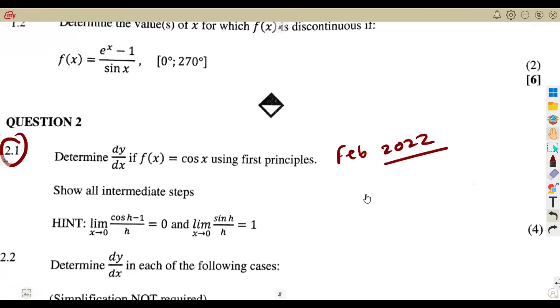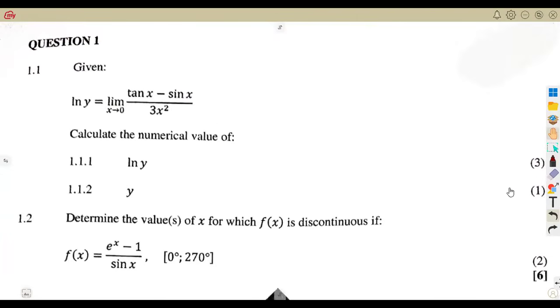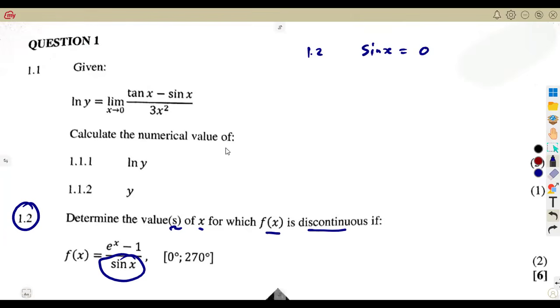I'm seeing there's a question that is, okay, this one. Sorry for this, guys. I just thought it was just a limit. I'm seeing that I left something here. 1.2. Determine the value or values of x for which f of x is discontinuous. Remember, guys, your denominator is supposed to be equal to 0 when discontinuous. So the sine of x automatically must be 0 there.